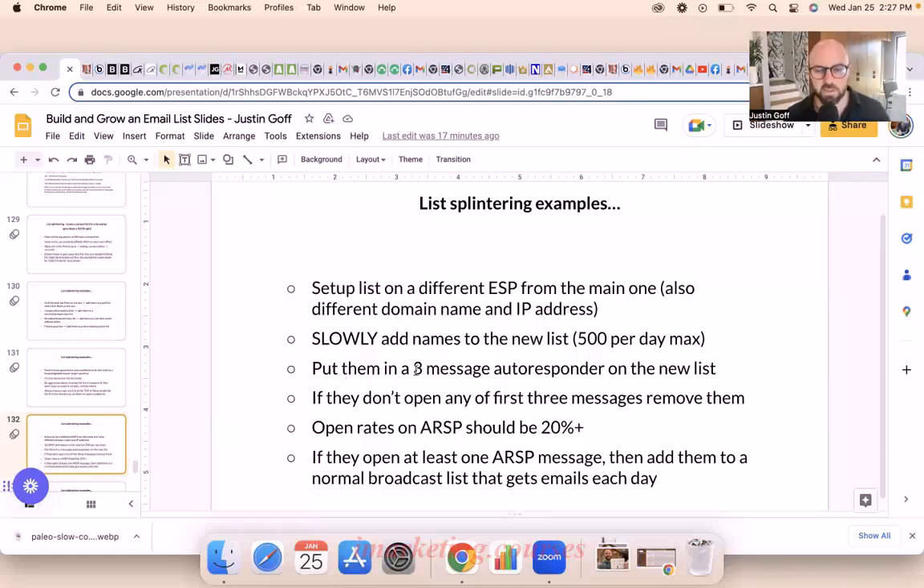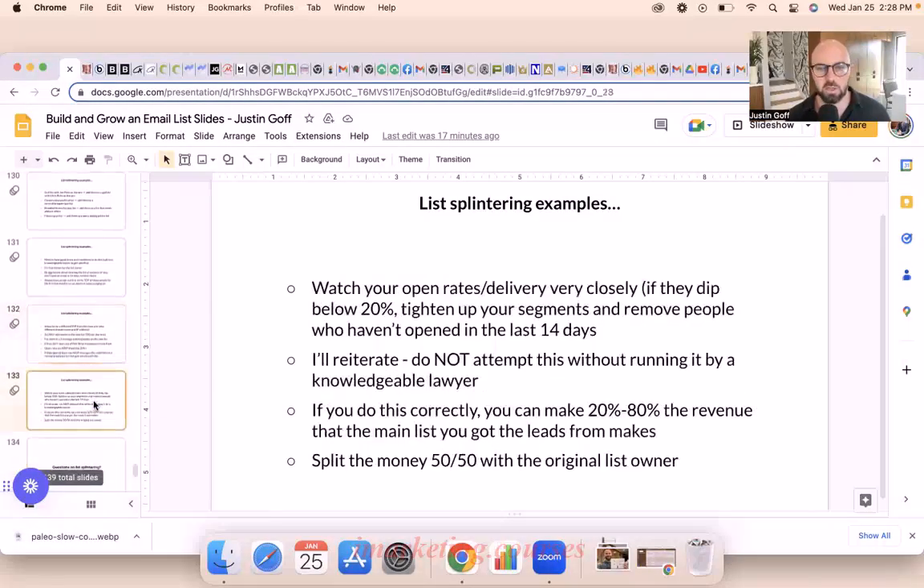The best way to start this is with a 3-message autoresponder on the new list. So send 3 really good emails with really good subject lines. If they don't open any of those first 3 messages, I would just remove them from the list. You're shooting for open rates somewhere around 20%. That should be kind of like your minimum. And then if they open at least one of those 3 autoresponder messages, then you can just add them to the normal broadcast list that gets emails sent out each day.